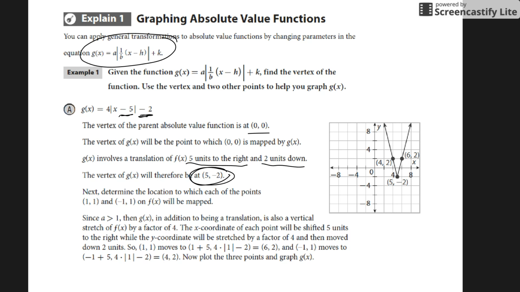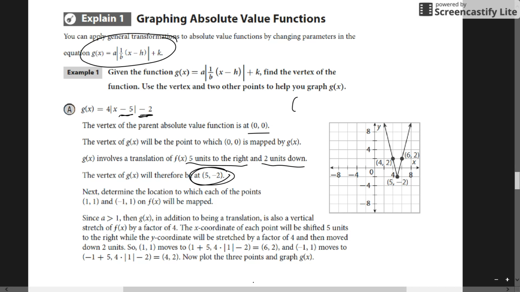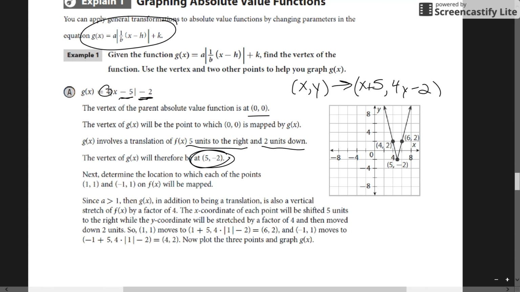So what you can do then is determine the location of some other points. They use the common ones that you'd see in the parent function: 1, 1 and -1, 1. If we look here at what our function is doing to our inputs and outputs, our original parent function coordinates would be x, y. That -5 inside, remember, tells us we're moving to the right, so we will add 5 to our x coordinates. For our y coordinates, we have to multiply by 4 because that's our vertical dilation, and then subtract the 2. So that's how our coordinates are changing here.